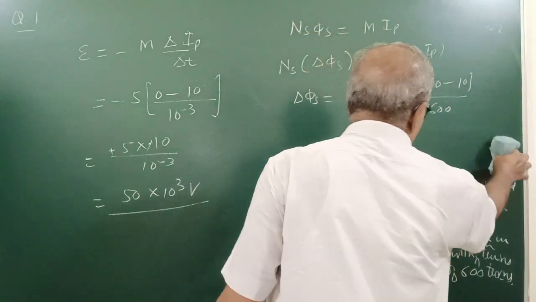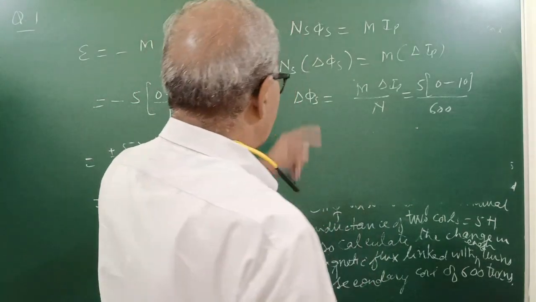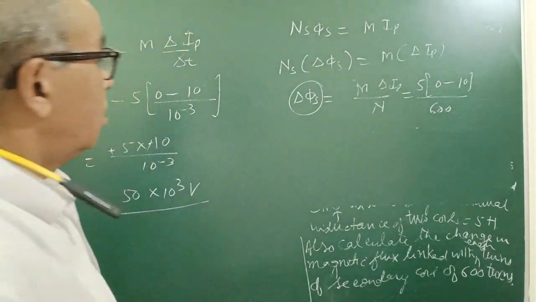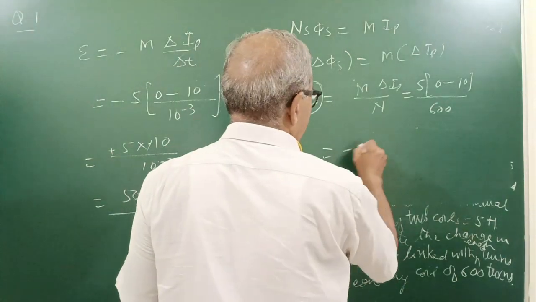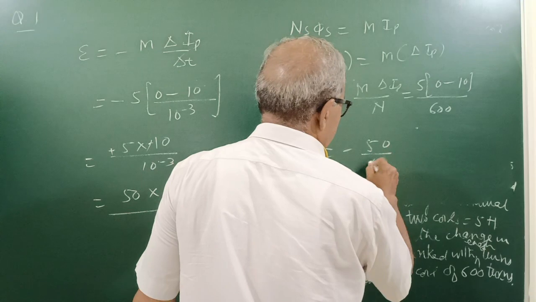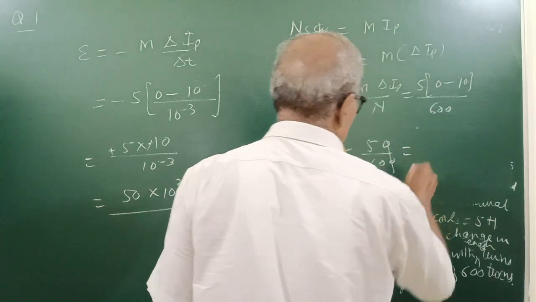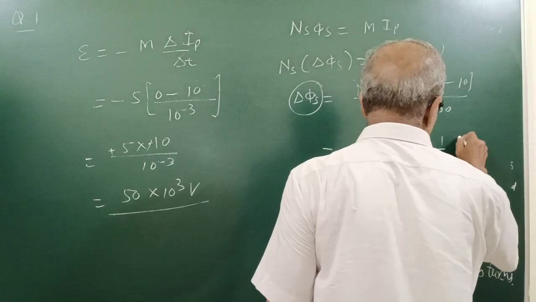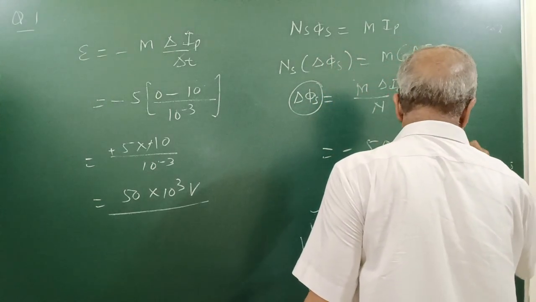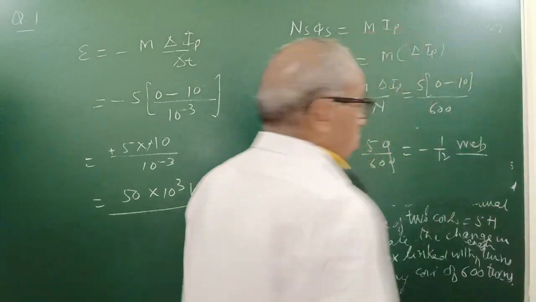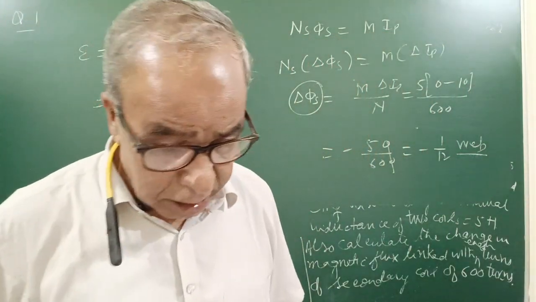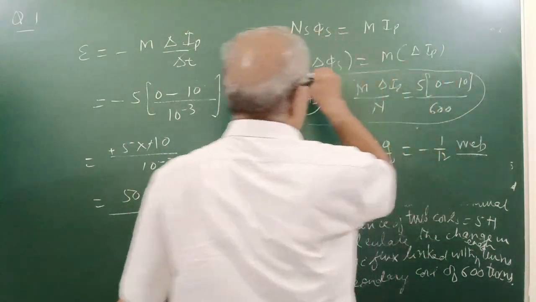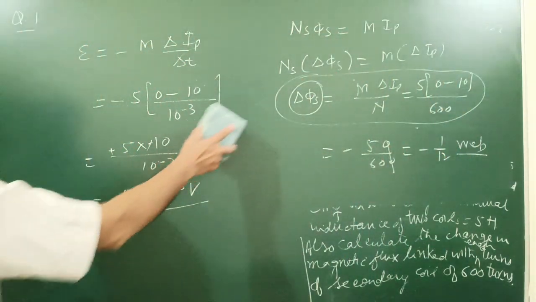So this is the change in magnetic flux linked with each coil of the secondary. Delta phi_S is the change in magnetic flux with each coil. So it is minus 50 upon 600, or minus 1 upon 12 Weber. So this was a simple question, but this part is difficult for students. They are unable to think over this.